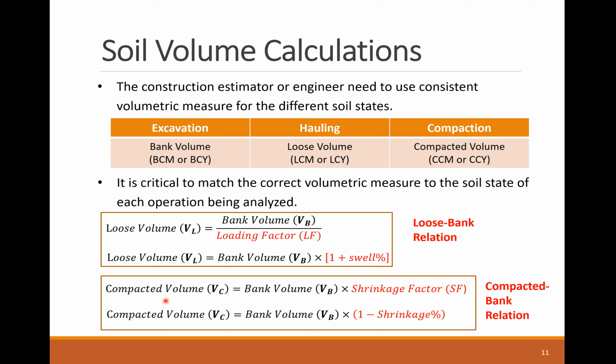The third formula can be used to calculate the compacted volume of the soil using its bank volume and shrinkage factor. The fourth formula is another way to relate the compacted and bank volumes by using the shrinkage percentage. You can clearly see that we substitute the shrinkage factor in the third formula with 1 minus shrinkage percentage in the fourth formula, which is one relation we learned from the previous slides. You can use the loose-bank relation and the compacted-bank relation to derive the relation between compacted and loose volumes. My hint to you: use the bank volume as the common term to link between the two provided volume relationships to derive the compacted-loose volume relation.